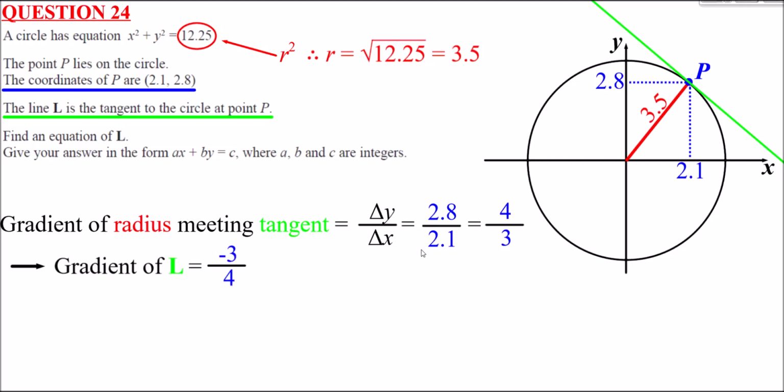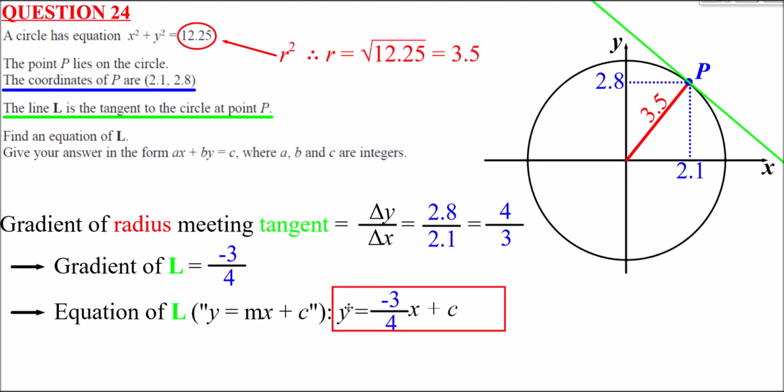So now we can remember the equation of any straight line, which of course is y equals mx plus c. Before we start considering this weird form here, let's just do the good old y equals mx plus c. m is the gradient, of course, of the line. We've worked out the gradient here is minus 3/4, so we can write this in. We don't know what c is yet, we can come to that in a moment. So L is going to have the form y equals minus 3/4 of an x plus c.